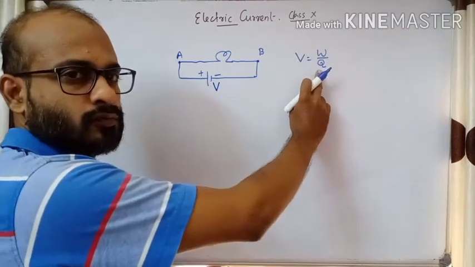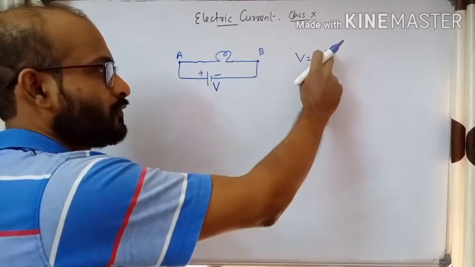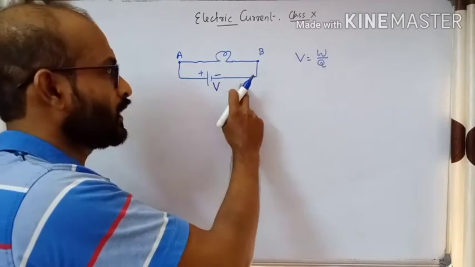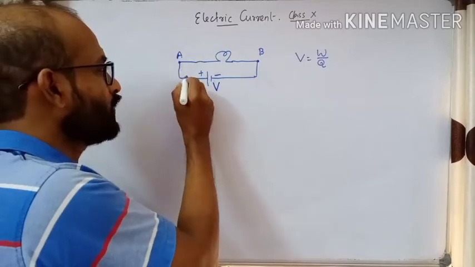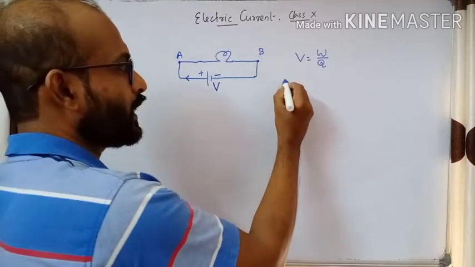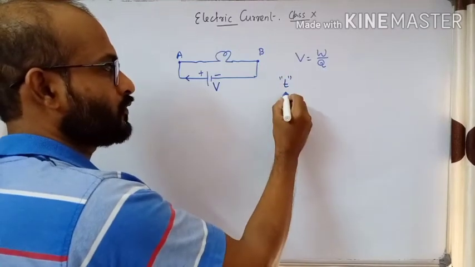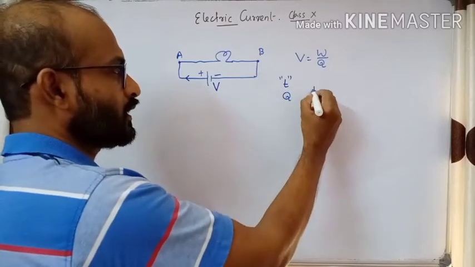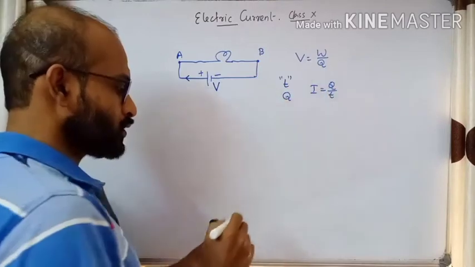If Q is the charge moving from the negative terminal to the positive terminal, and W is the work done, because we have created a potential difference, then charge will move from negative to positive. Conventionally, we say that charge is moving from positive to negative. If Q is the quantity of charge moving in a time t, we can say the current I is equal to Q by t. So what is the definition of current?